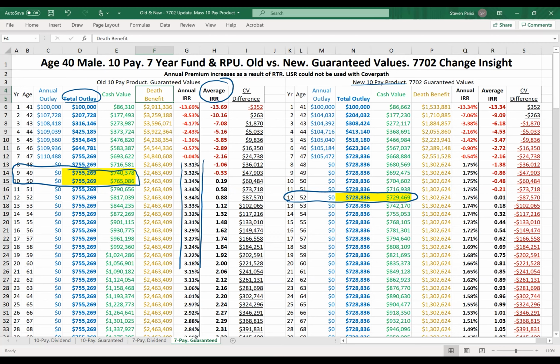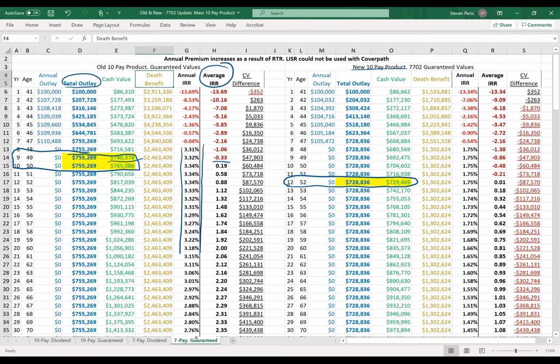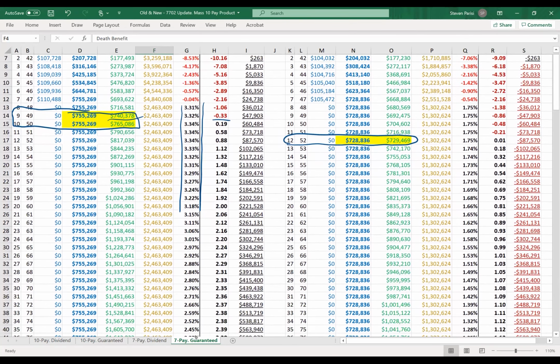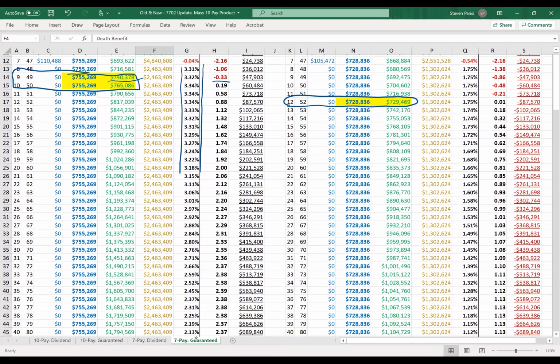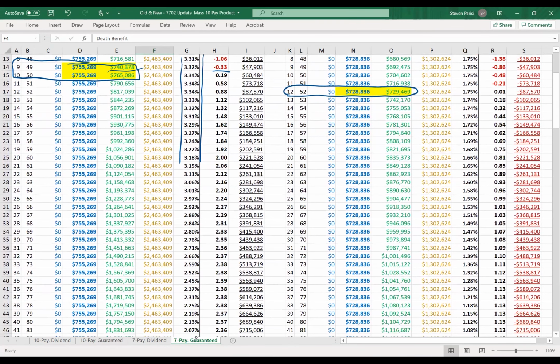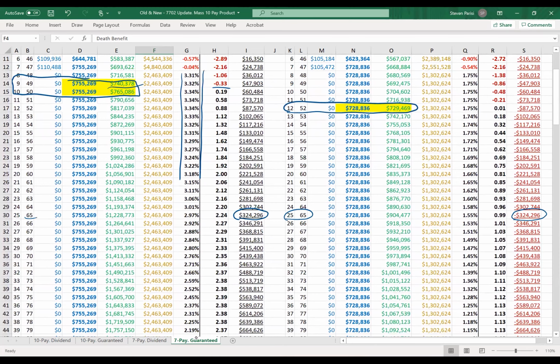Average IRR, that's no longer in the red once you break even. What do you notice though in the cash value difference? Old one stronger, go to the same age 65 mark. $324,000 more.